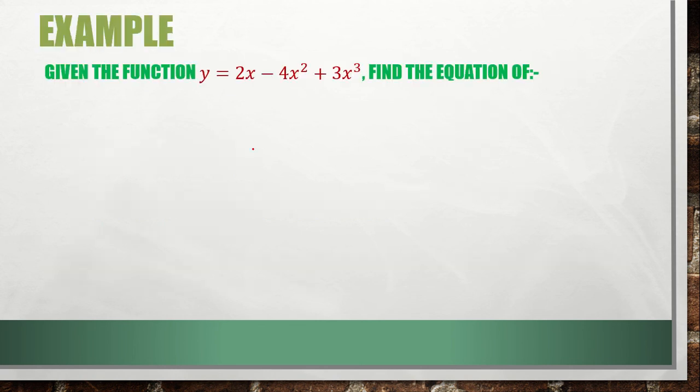Example: given the function y is equals to 2x minus 4x squared plus 3x cubed, find the equation of first the tangent at x is equals to 2 and the normal at the same point. So notice I've given you the x value, which is from the independent variable. Now you need to get the y point so that you may get the specific point in which you are looking for. So if you don't mind, you may pause the video and try fumbling about.